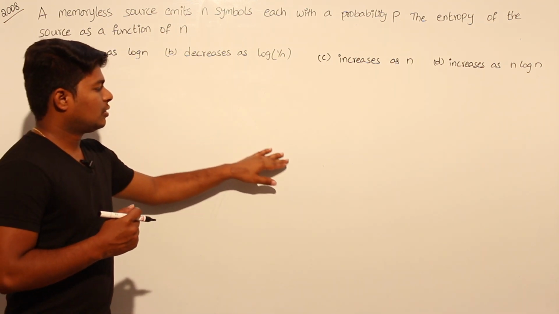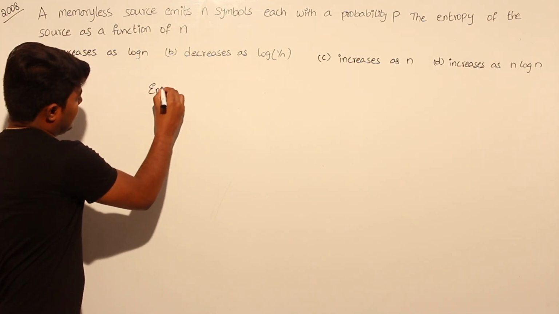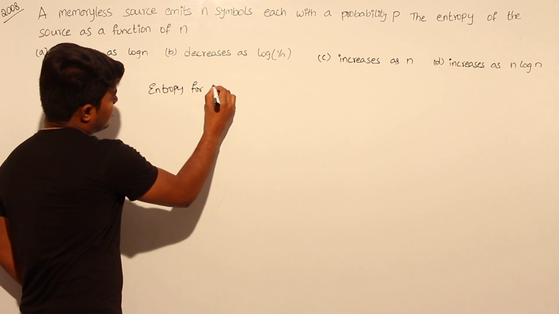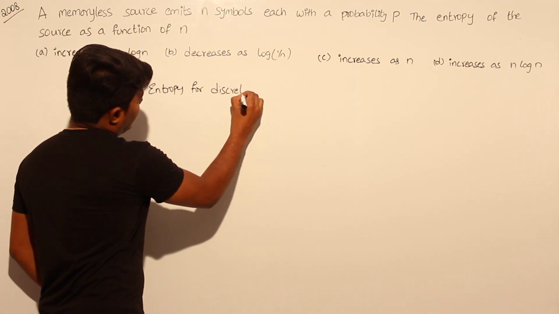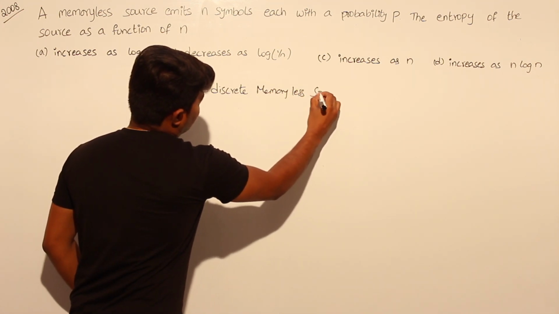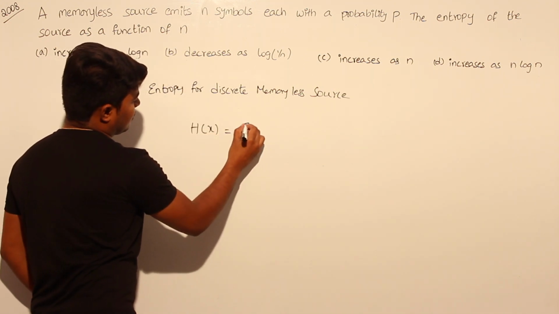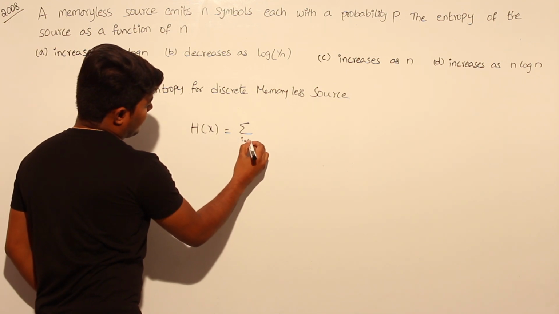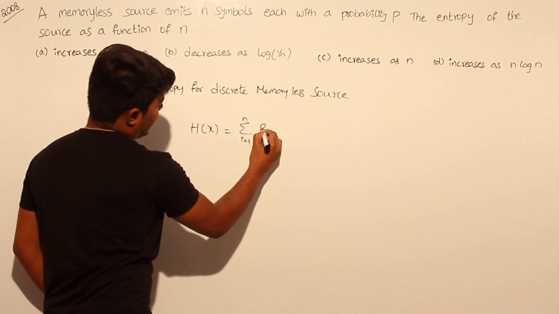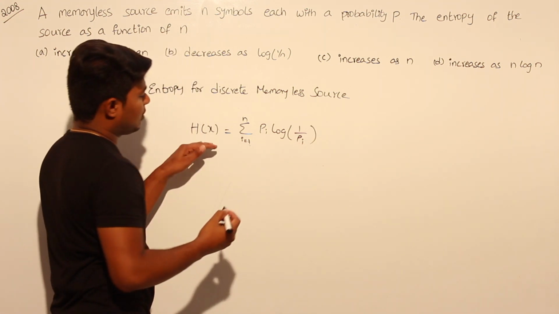Now we need to know the concept of entropy here. Entropy for a discrete memoryless source is given by H of x. This is the standard formula: H of x equal to sigma i equal to 1 to n, p_i log of 1 by p_i. This is the standard formula for the entropy.